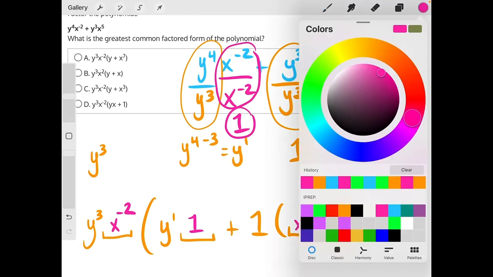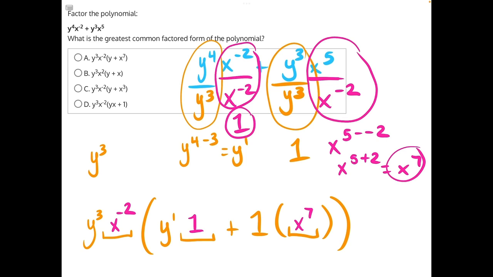So our final answer, I'll rewrite this in a different color, is y to the 3rd, x to the negative 2nd, times anything times 1 is just itself, so this will just be y, plus anything times 1 is just itself, so this will be x to the 7. This perfectly matches answer choice A, making that our correct answer.